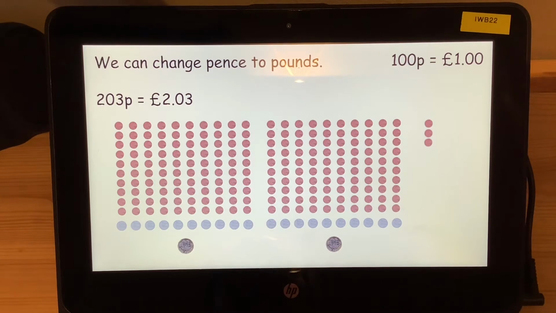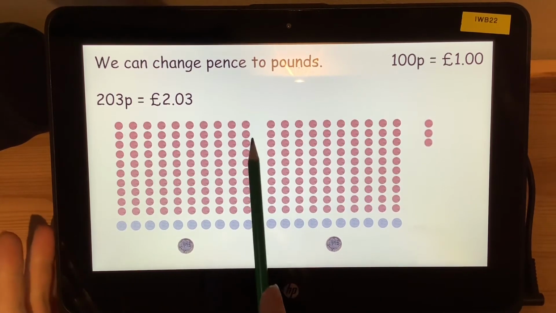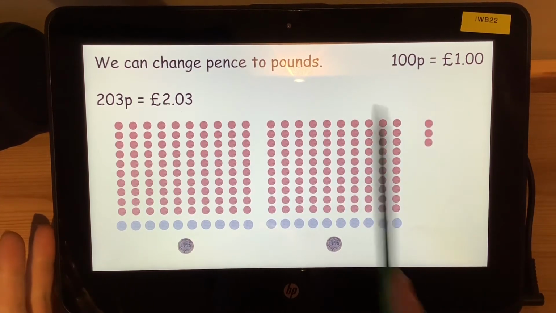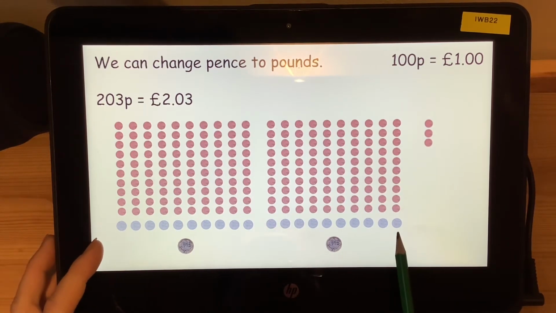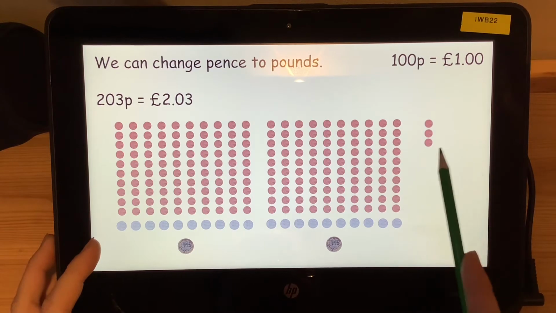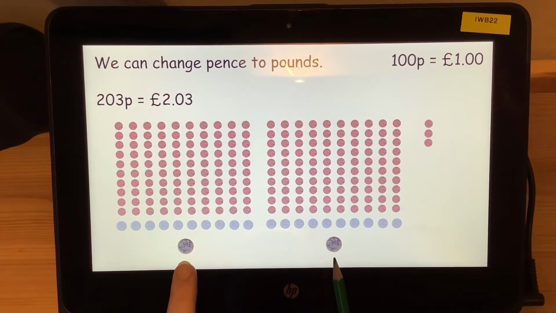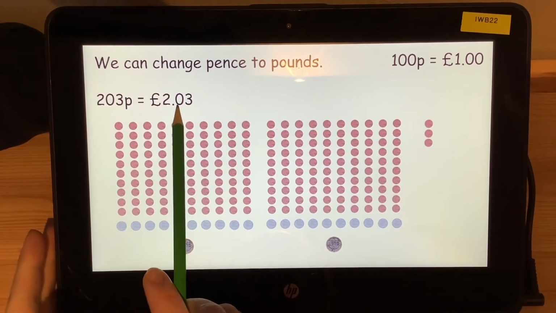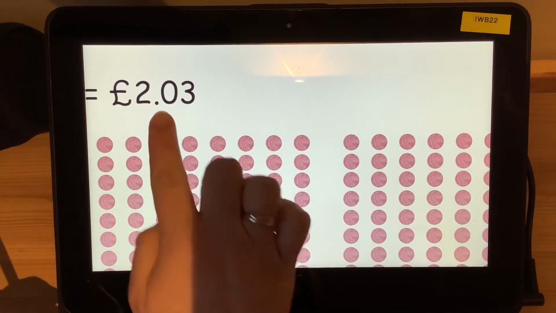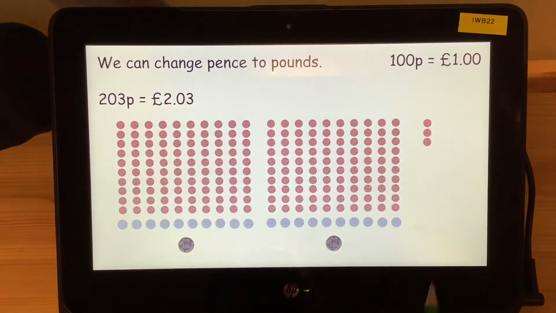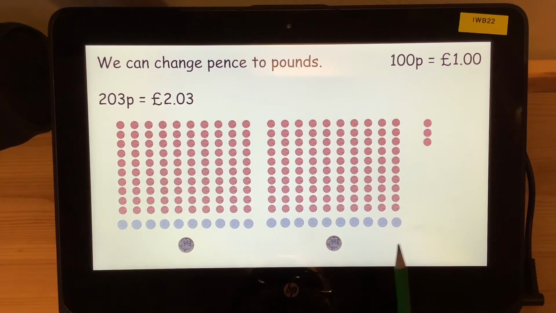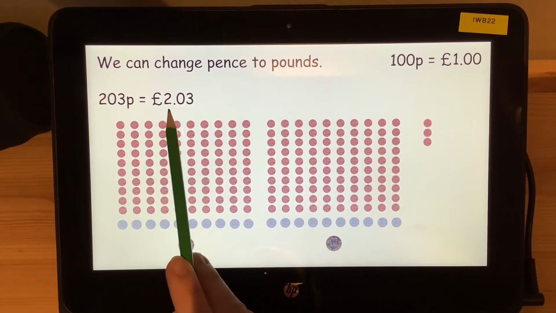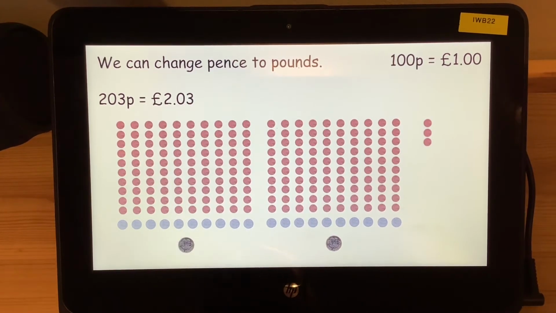What if we had 203 pence? Well, here we've got 203 pennies. That is the same as having 20 10p coins and 3 pence, or £2 and 3 pence. And look, we write that as £2 and 3 pence. And we haven't got anything in the tens, because we don't have any extra 10p's. We've only got our 20 10p's. That makes our £2. So it's £2.03, £2 and 3 pence.